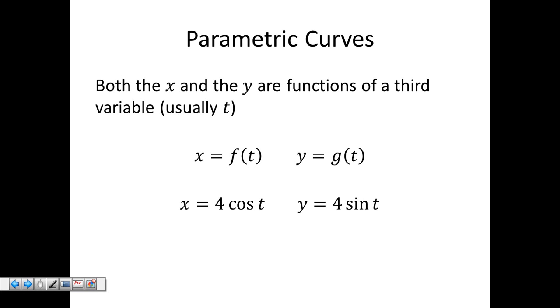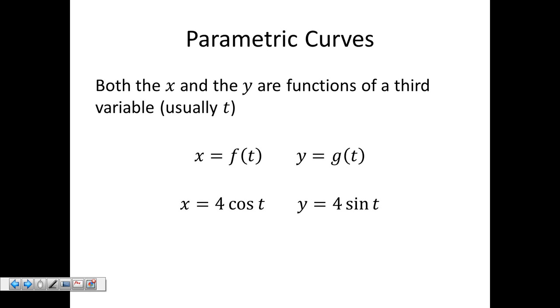Okay, let's talk about parametric curves. A parametric curve is one where both the x and the y are written as functions of a third variable. Usually we do this where x is a function of t and y is some function of t. Now I've decided to go ahead and use the parametric equation x equals 4 cosine t, y equals 4 sine t. Now what this will create, and we can actually make our calculators do this if we put them in the right mode, we get a nice circle.